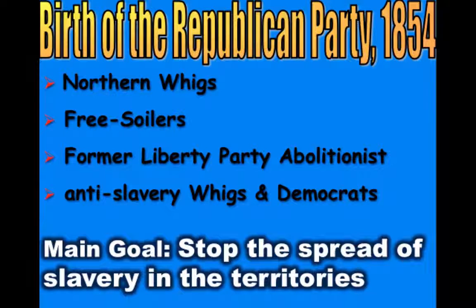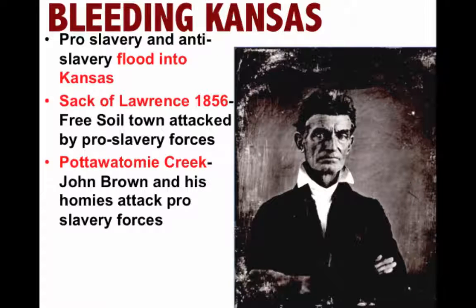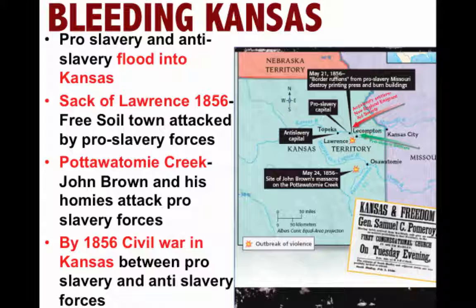So you see the Republican Party form, but what happens after Kansas-Nebraska, and we're not going to go into any detail on this, is pro-slavery and anti-slavery people flood into Kansas. You have the sack of Lawrence in 1856, where a Free Soil town is attacked by pro-slavery forces. You have John Brown and his followers hacking to death pro-slavery people at Pottawatomie Creek, and by 1856, Kansas is bleeding. It is bleeding Kansas. It is a civil war between pro-slavery and anti-slavery forces.